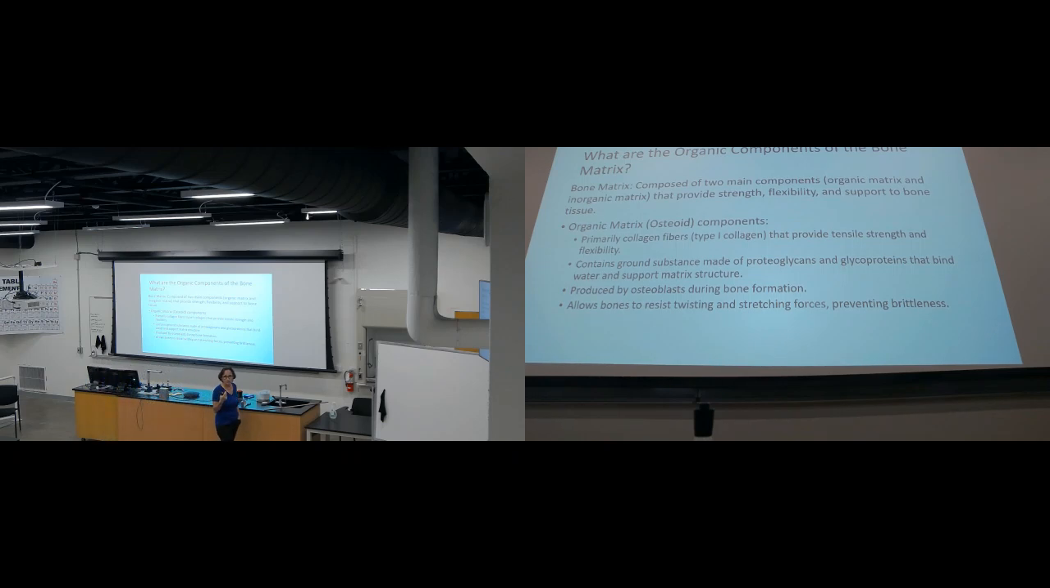Now let's look at the bone matrix, which is what surrounds these cells. So we have two major components, organic matrix and inorganic matrix. Organic matrix is basically made out of collagen fibers. It's also known as osteoid. And the collagen fibers are one type of collagen that is called type 1. And these collagen fibers form the osteoid or the organic matrix. Collagen is proteins. It provides tensile strength and flexibility.